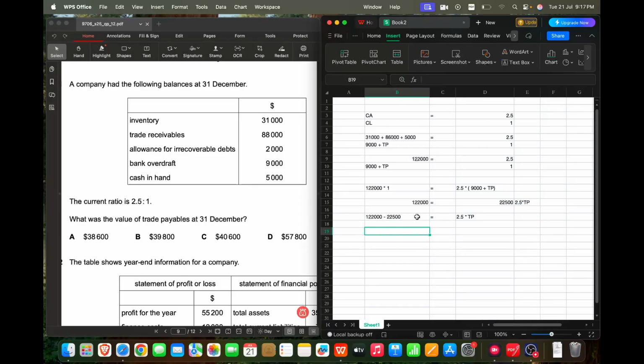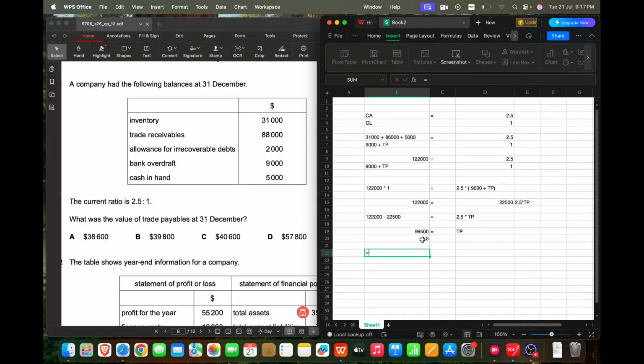I can do one more step here. I subtract this first: 122,000 minus 22,500 will give you 99,500 equals 2.5 into trade payable. So I can take this 2.5 to the other side. This is a multiplication, and when I take it to the other side, it becomes division. So 99,500 divided by 2.5 equals trade payable.